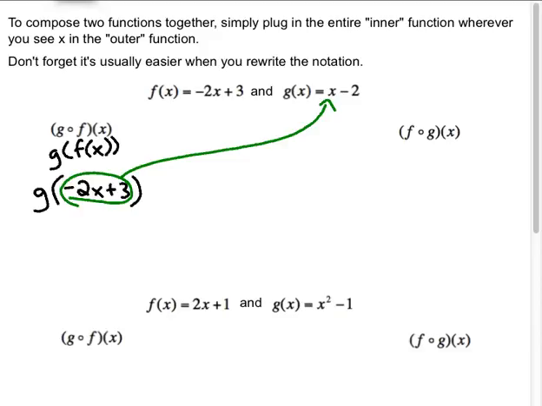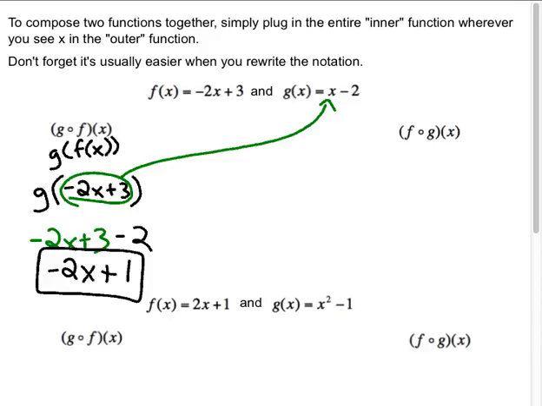So when I'm writing it out, now instead of x there, I'm getting negative 2x plus 3. And I still have that minus 2 at the end, but I'm replacing the x with the negative 2x plus 3. And now I just combine my like terms, and I get that as my answer. So again, same process, just a little bit more complex now because you're dealing with more than just numbers. You're putting in the whole function itself.